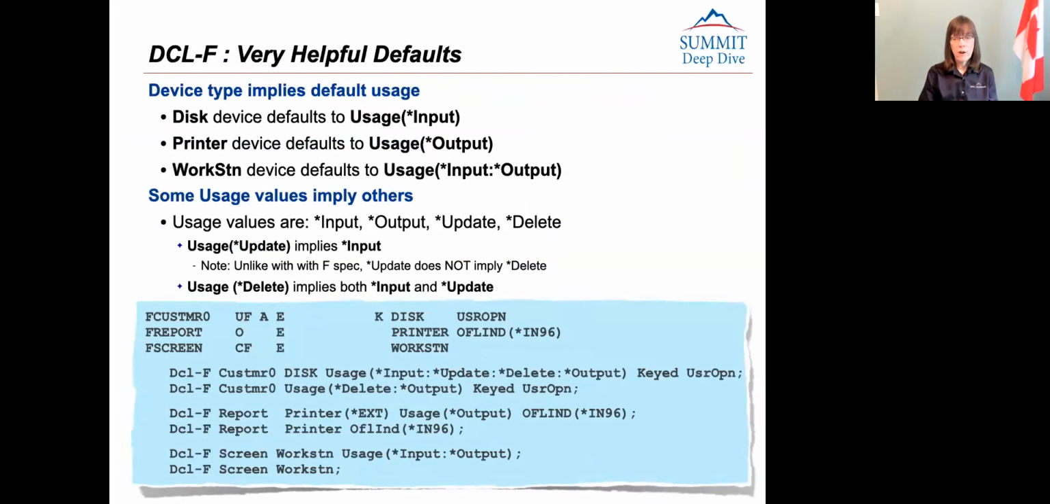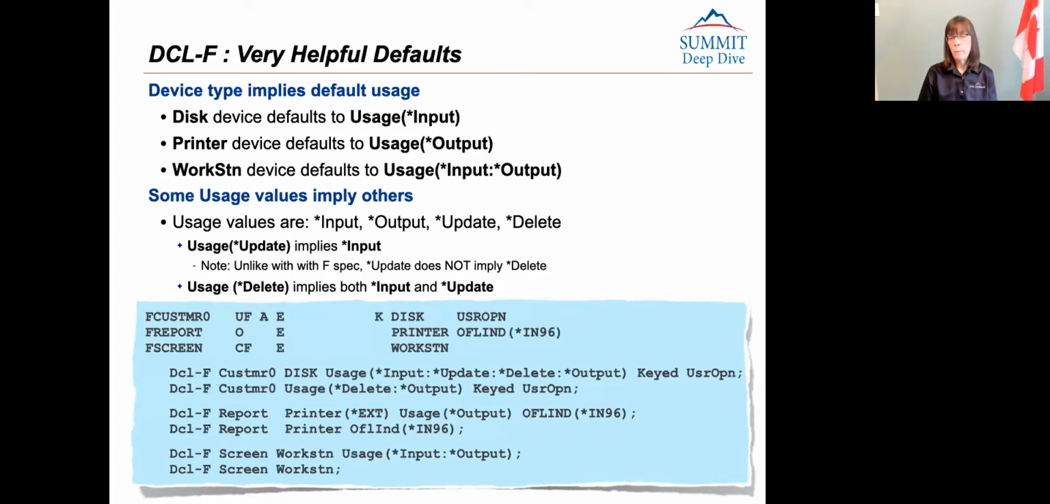So those defaults that I talked about that are really useful. I've already said that database files, or disk files, as they're known in RPG, of course, will default to usage input. So first of all, they'll default to disk. So if you don't specify what type of file it is, it assumes disk. And because it's disk, it's usage input by default.